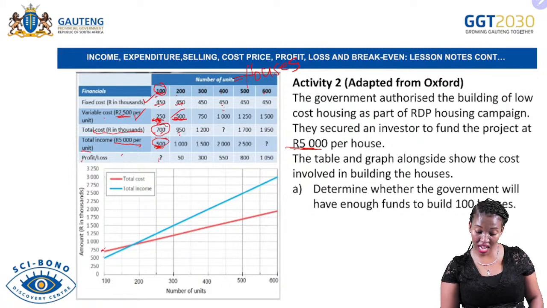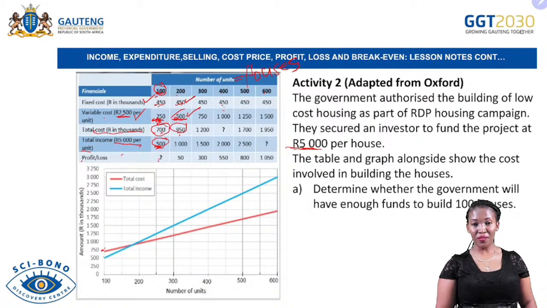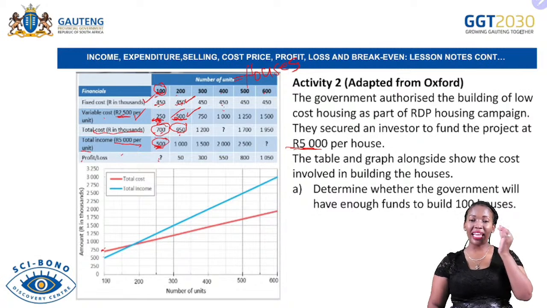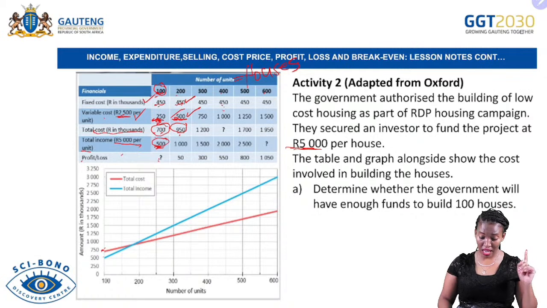Where is the 950 coming from? It is the 450 plus the 500. It gives you 950. But remember, this is 950,000. It's not 950 rands.